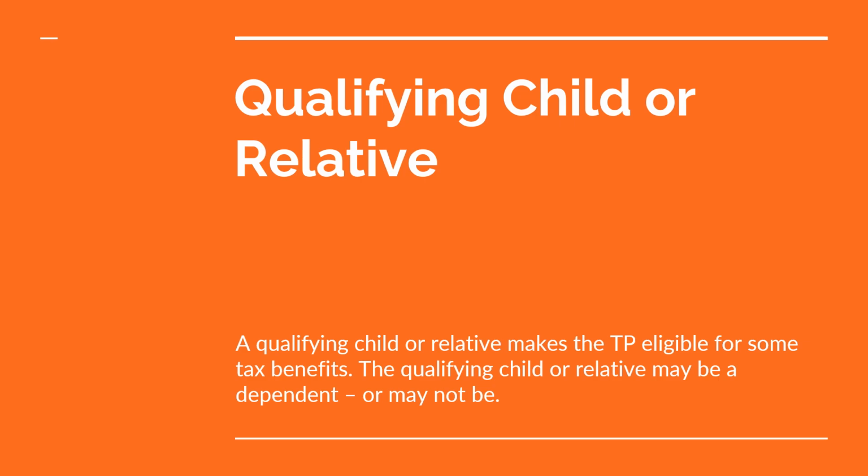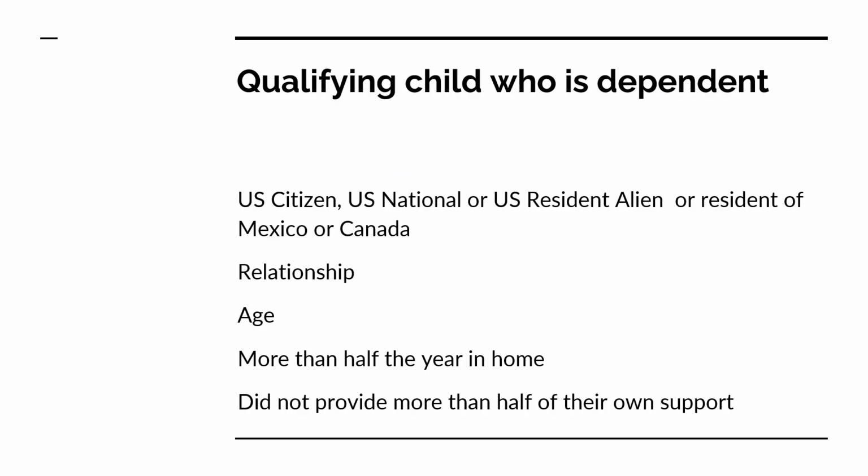So we're going to be talking about the qualifying child or relative using the qualifying child or relative resource tool. Having a qualifying child or relative makes a taxpayer eligible for some tax benefits. And the qualifying child or relative may be a dependent, but is not necessarily a dependent. So first we're going to look at the simple case where someone has a qualifying child who is a dependent. This is the typical situation.